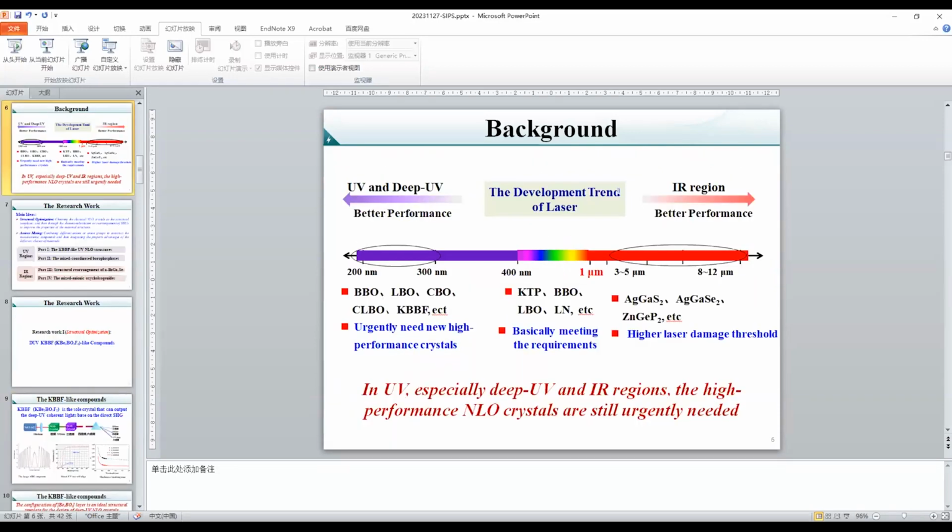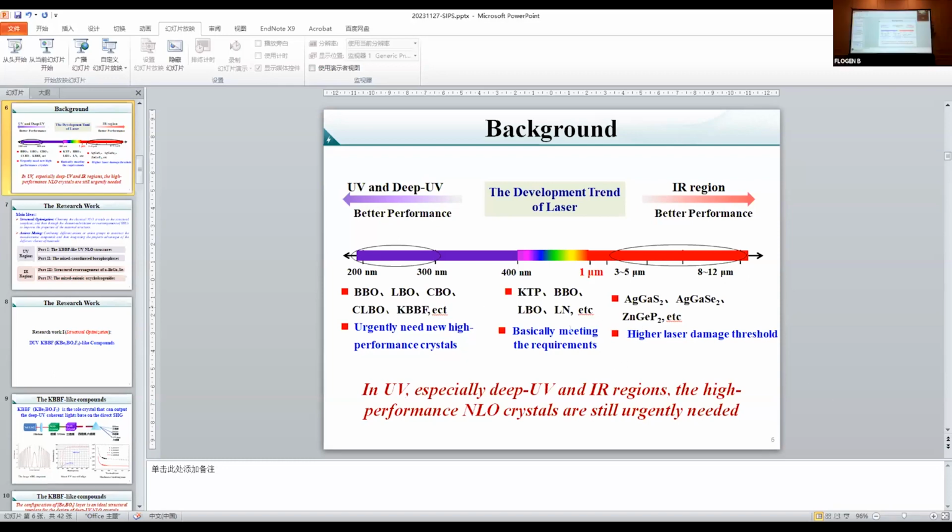During the past decades, many nonlinear optical materials have been discovered, but these materials can only work very well in the near UV and visible region. But in the UV, especially in the deep UV and IR, these materials cannot output high energy lasers. To discover new nonlinear optical materials in this wavelength range is still the current research hotspot.